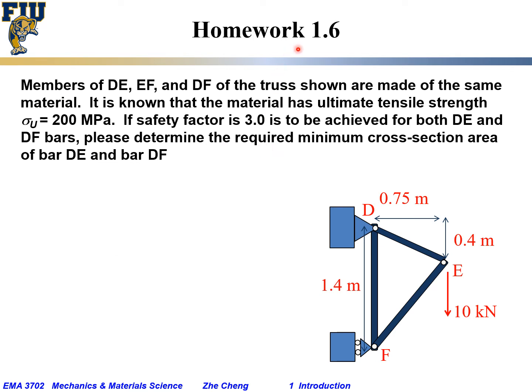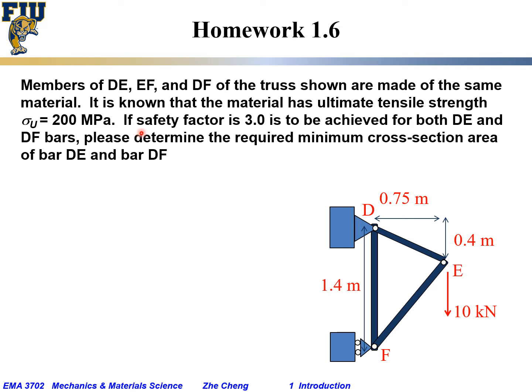The last problem from chapter 1.6 is related to statics, but using what we learned. Members DE, EF, and DF of the truss shown are made of the same material, which means it is known that the material has an ultimate tensile strength. Sometimes we call it sigma U, U for ultimate, the highest stress level above which the material will break or fracture for sure, which is 200 megapascal.